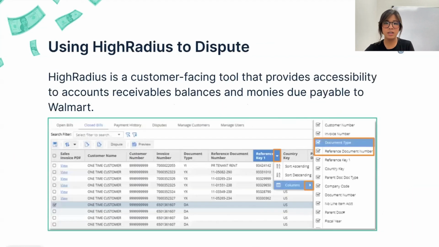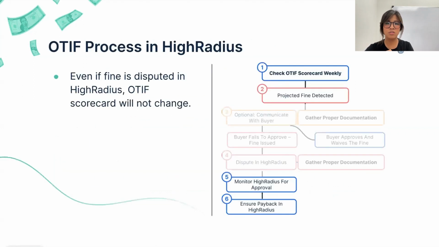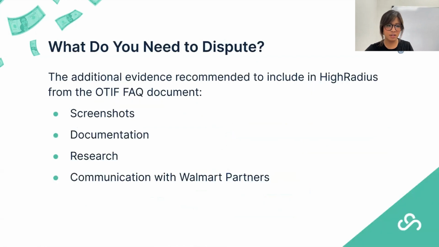So, great question. Okay, so in HighRadius, you can dispute these fines. Once you find them, you can say you don't agree and want to fight them, and hit dispute. Again, you have that 13-month window to go after it. Once you submit the dispute, you will have to wait for them to approve it, and then they will pay you back. You can see that payback in HighRadius as well.